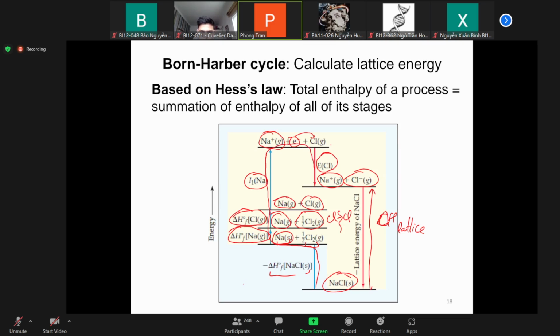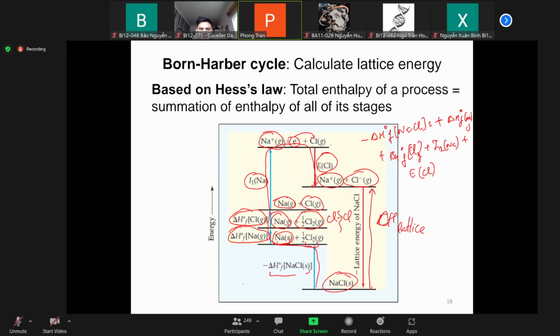So in total, you go from sodium chloride solid through 1 cycle. You will have minus delta H of formation of sodium chloride solid, plus delta H of sublimation of sodium, plus delta H of formation of chloride gas, plus I1 of sodium, plus E of chlorine, and minus delta H lattice will equal 0.